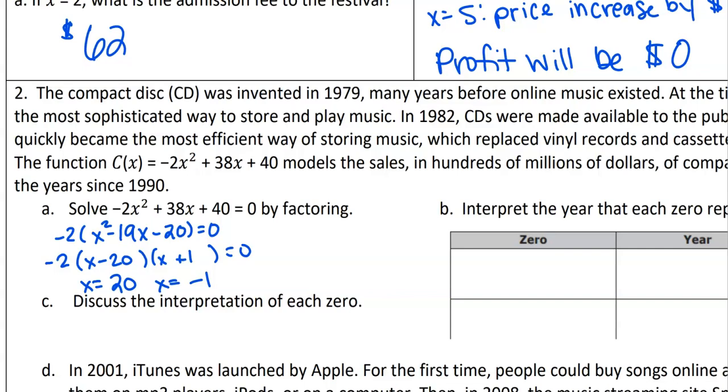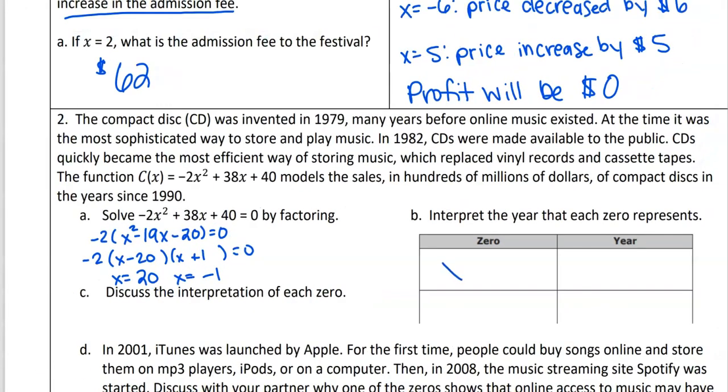All right, part B, we're going to interpret the year that each zero represents. So we got x equals 20, and we got x equals negative 1. So what year are we talking about if x equals 20?